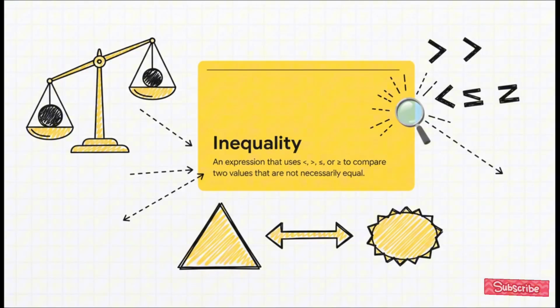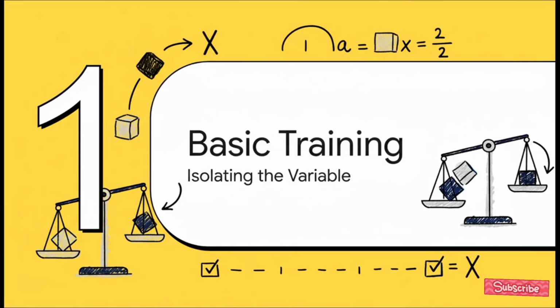An inequality, on the other hand, is kind of the opposite. It's all about an unbalanced relationship. It uses those special symbols to tell us that one side is bigger than, smaller than, or maybe equal to the other. It's not about being identical. It's all about comparison.